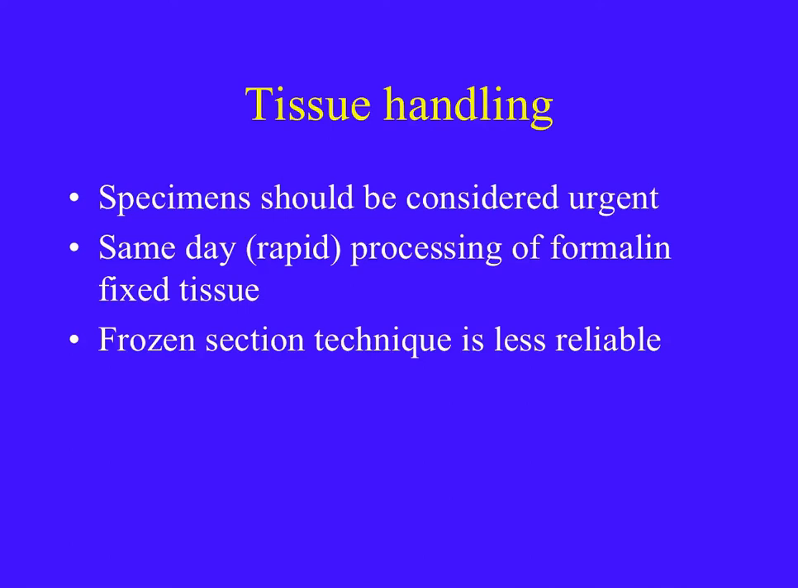Most renal transplant biopsies are taken because of impaired renal excretory function and therefore should be regarded as urgent specimens and should be processed with the shortest possible delay. This is the reason why in most centers nowadays a same-day rapid processing technique for formalin-fixed tissue exists. In regards to the frozen section technique on renal transplant cases, experience has shown that this is a much less reliable technique and should be avoided as it may lead to diagnostic errors.